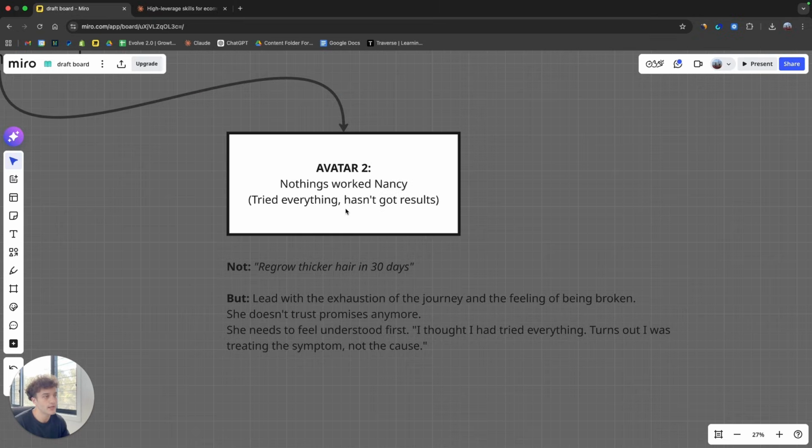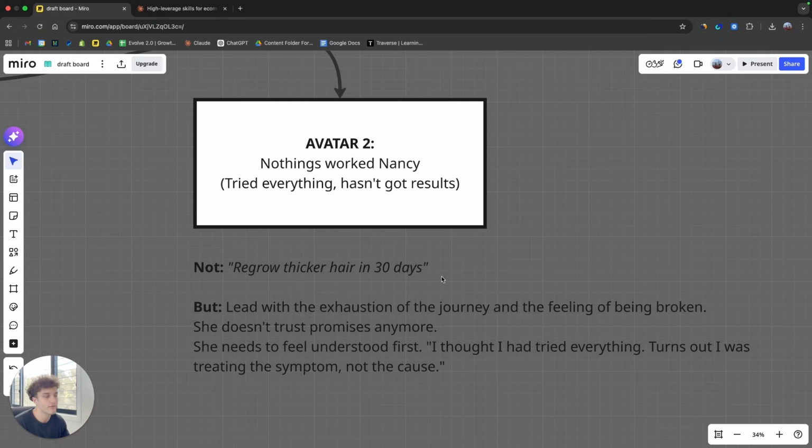And you can see here again, if we're trying to call out this avatar here with "regrow thicker hair in 30 days," this is just such a basic hook, and it's not accurate and not reflective of the sophistication stage that this market is at. So instead, we want to lead with the exhaustion of the journey, the feeling of being broken. She doesn't trust promises anymore. She doesn't trust brands' claims. She's been burnt by hundreds of products in the past, so she needs to feel understood first.